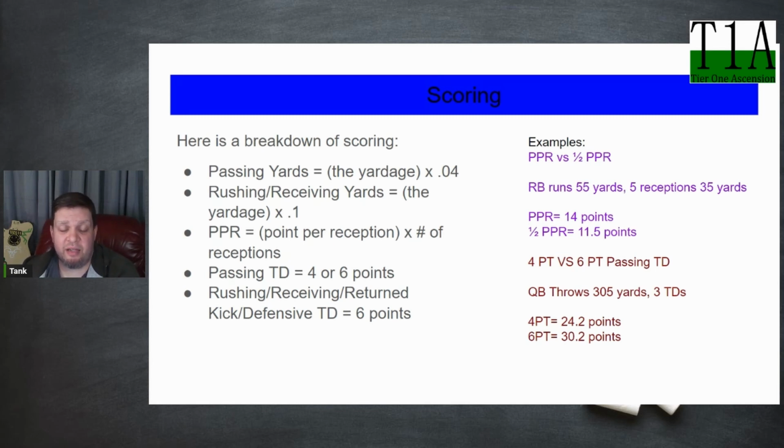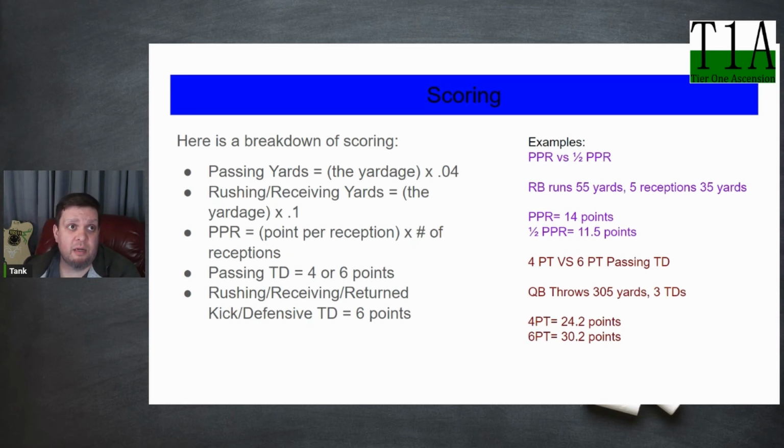Rushing, receiving, a lot of times, like I was saying, it's a tenth of the points. So if they get 10 yards, that's 1 point. PPR, point per reception. There's half point, 2 point, all of that stuff in between. And you're taking the number of receptions and times it by the point per reception. Pretty straightforward, but we're breaking it all down here.